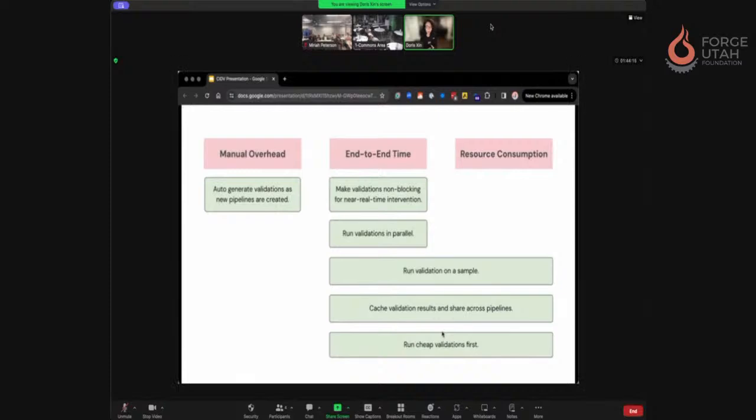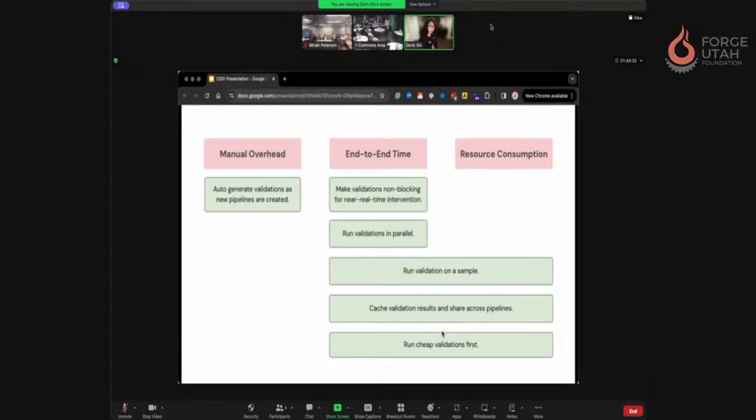And the last piece is really obvious. Not all validations are created equal. Some of these are very cheap. Some of these are just looking for existence, looking for schema. And a lot of times, these really cheap ones catch 90% of the issues. So let's run those first, right? We call that progressive validation.